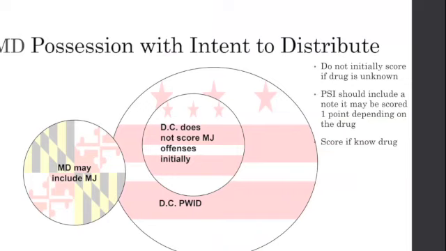But the PSI is going to note it could be 1 point depending on the drug. So if it's not marijuana, this would be scored. But if we know that, say, this is possession with intent to distribute cocaine, score it accordingly and score it as 1 point. So this again is where the title, the additional information can really come in handy to really pull out some of that guesswork.